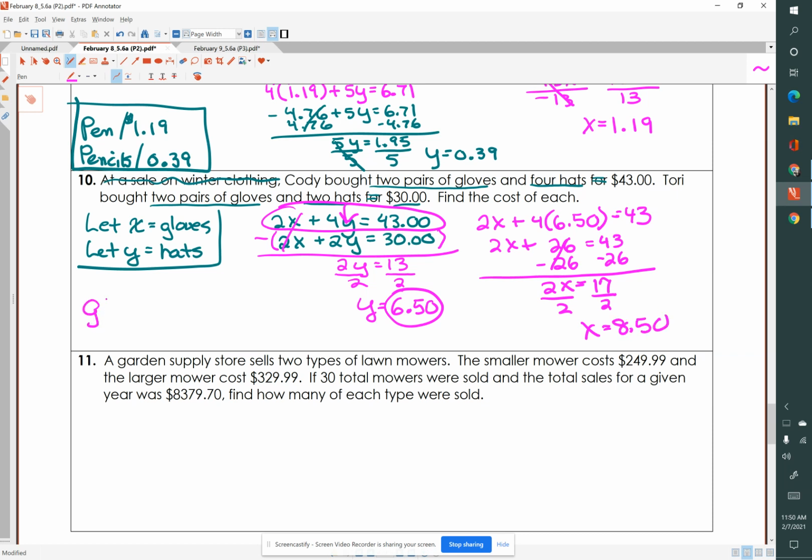So what do we got? We've got gloves, which are our x, and they are $8.50 each. We've got hats, which were our y value. And hats cost $6.50.